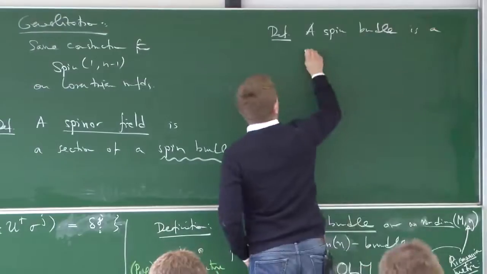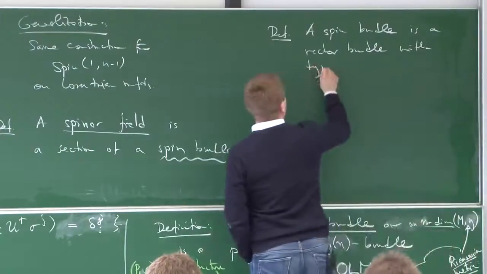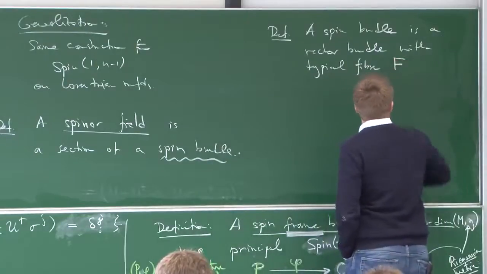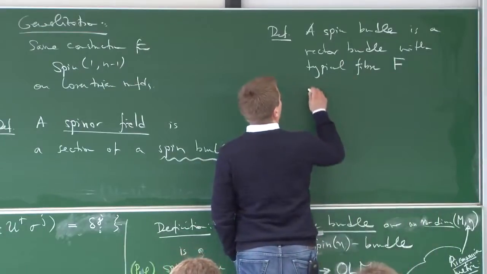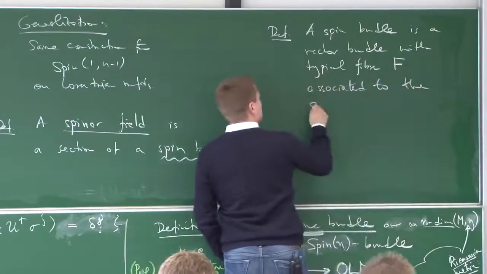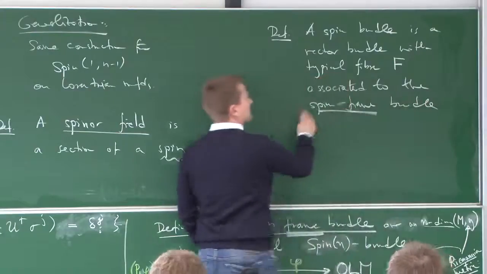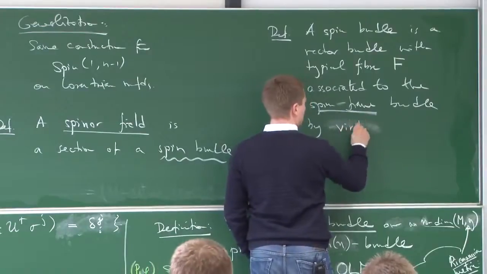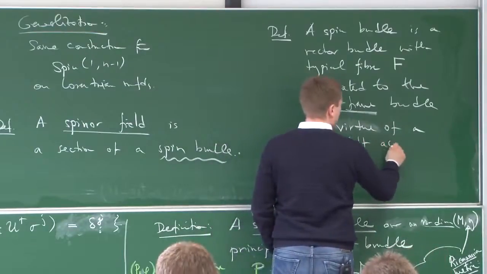is a vector bundle with typical fiber F, it's a vector space, associated to the spin frame bundle, by virtue of a linear left action.